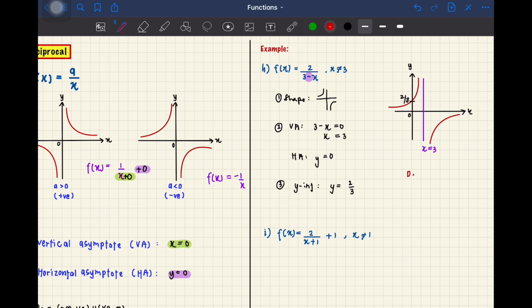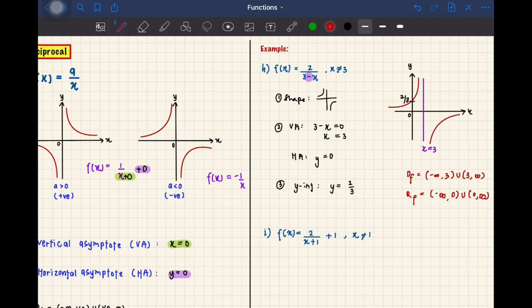Okay, so domain kita, it starts from negative infinity up until our vertical asymptote, which is x equal to 3. So 3 kat sini. And then unionkan sahaja dengan sambung balik daripada 3 sampai positive infinity. Okay, and then for our range pula, it's gonna start from negative infinity sampai kita punya horizontal asymptote. So horizontal asymptote is the x-axis itself, which is y equal to 0. So 0 dekat sini. And then union it with 0 up until positive infinity. So that is our range.